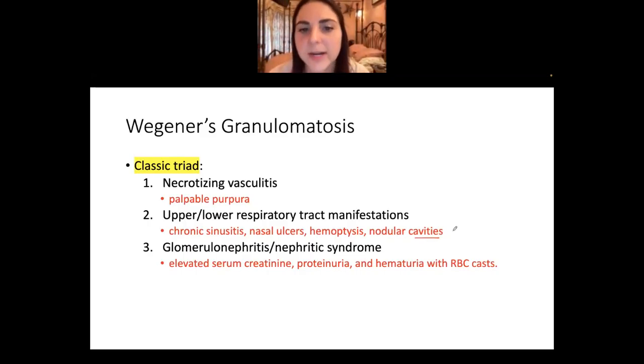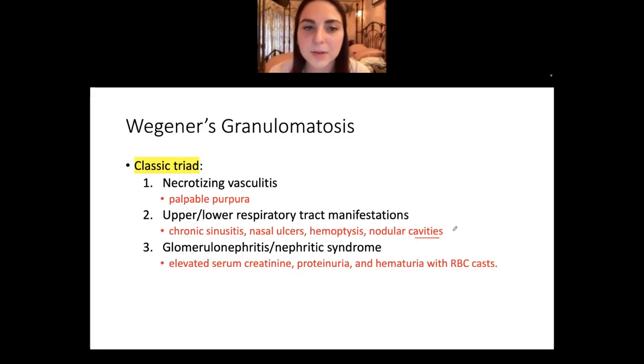And then glomerulonephritis and nephritic syndrome. Again, we're inflaming the vessels of the kidneys. You can bleed into the urine. That's going to present with almost kidney failure. So like elevated serum creatinine, proteinuria, hematuria, red blood cell casts.